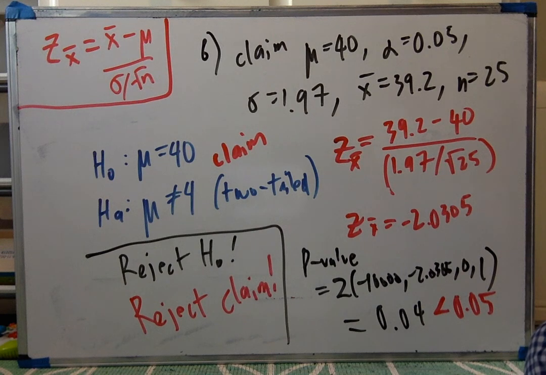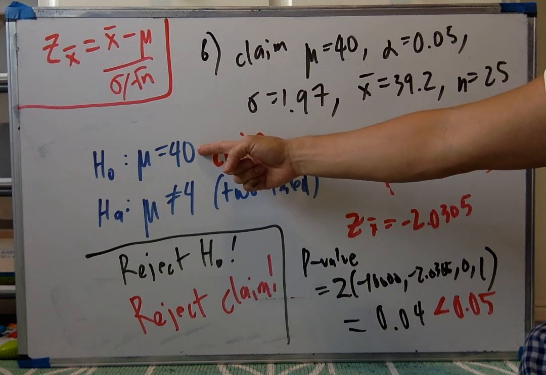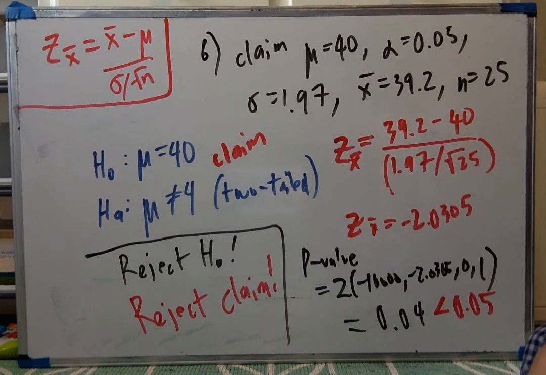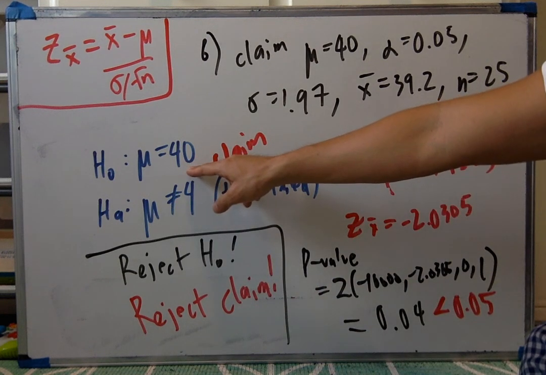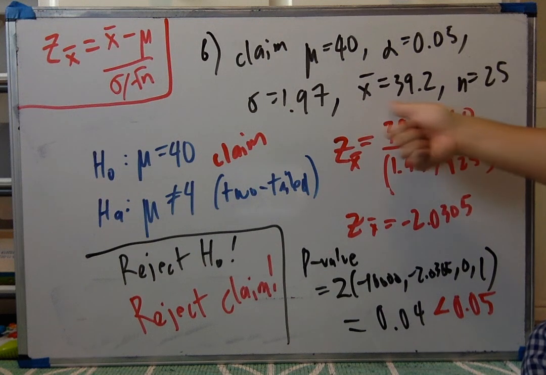Yeah, that's it. Let me kind of break down the logic behind this. So what we do is when we're testing a hypothesis, we assume that H naught was true. We assume that it was true that mu was in fact 40. And then with that in mind, we're trying to figure out what's the probability that I'll get the particular x bar value that I got?